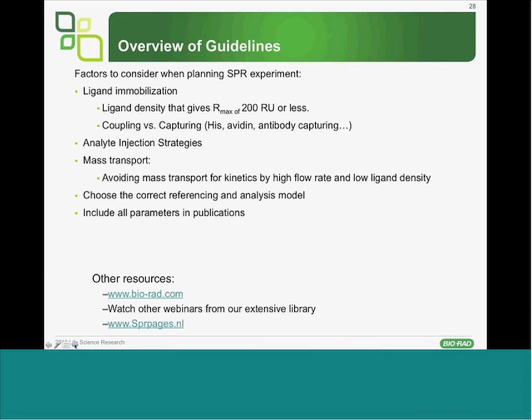Okay, so overview, let's summarize the talk here. Factors to consider when planning SPR experiments. We talked about ligand immobilization, ligand densities not more than 200 RU, coupling versus capturing, histidine antibody capturing, avidin, streptavidin, analyte injection strategies, problems of mass transport and how to avoid mass transport by increasing the flow rate, and also having a relatively not too high density, not too much RU, choosing the correct referencing and analysis model, including those parameters in publications, and the additional resources here that you would like to consider.